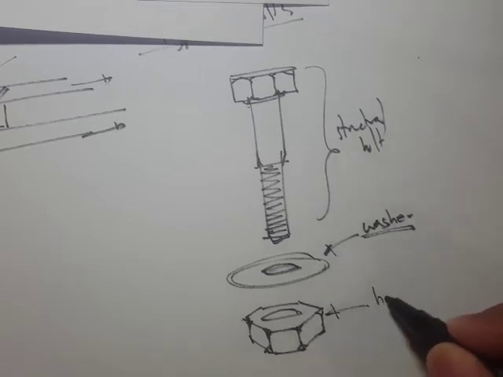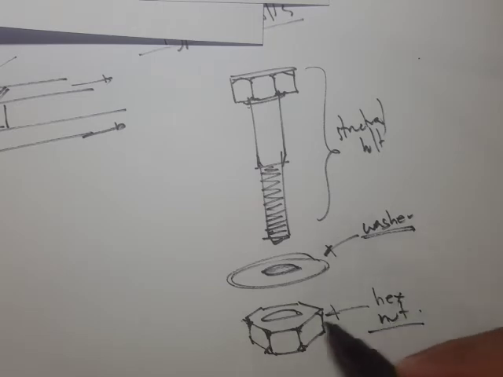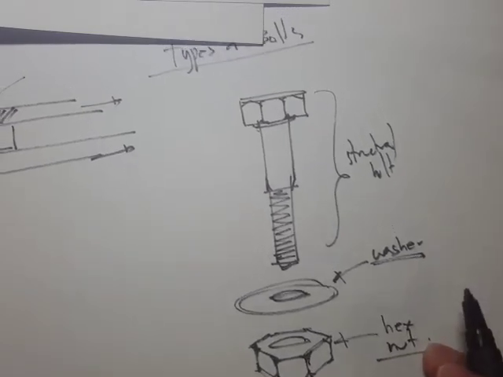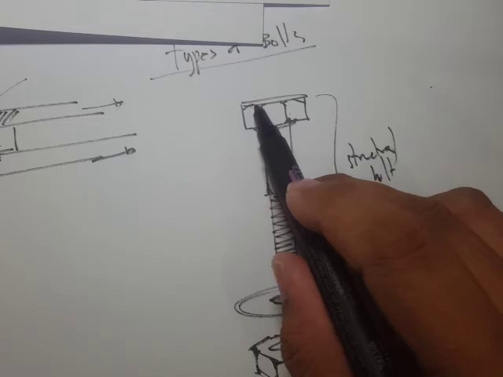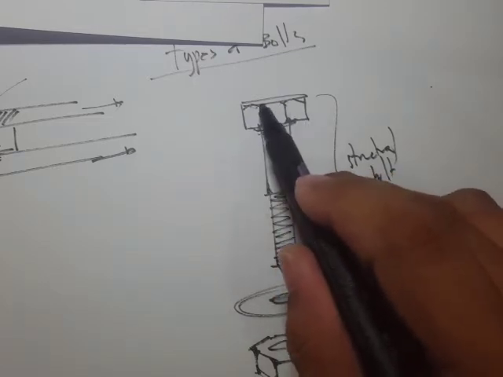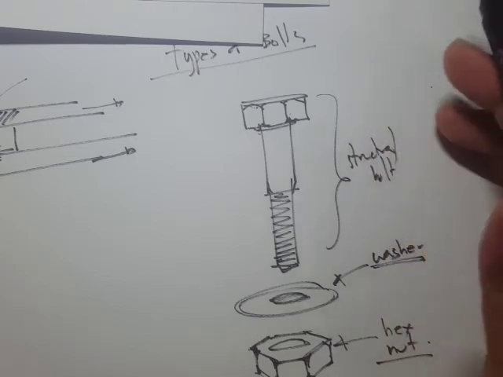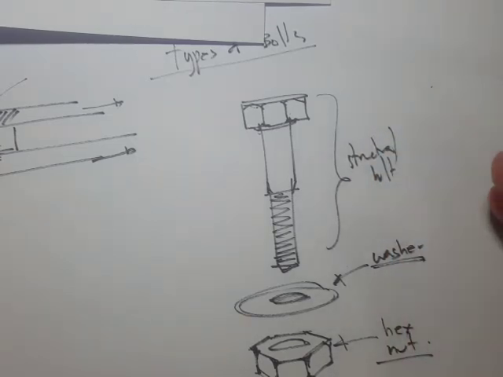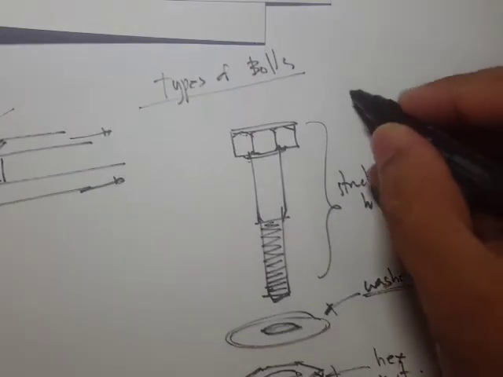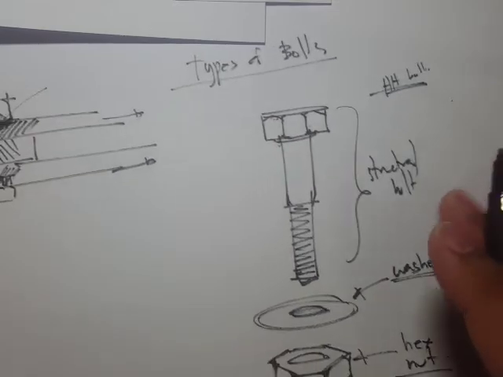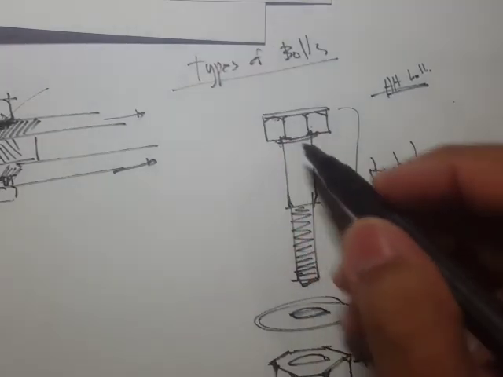This one's the hex nut. Of course, it's called hex nut simply because you have a hex shape right here. The same goes true with this bolt. If the head is shaped like hex, then that's also referred to as hex bolt, or hex head bolt, or sometimes H bolt.